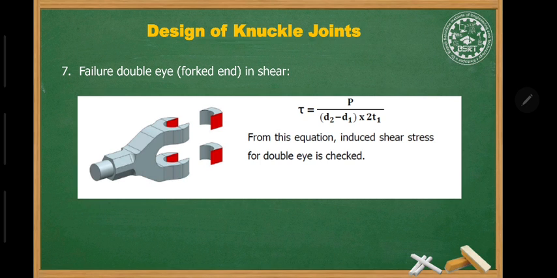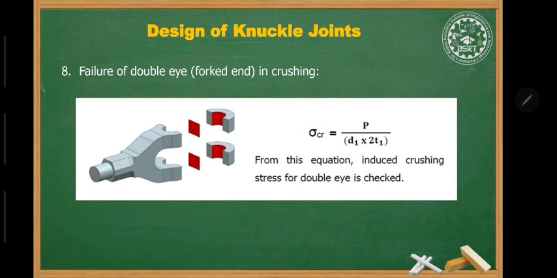So next is failure of the double eye in shear. So for single eye, the failure of the single eye in shear is calculated as tau is equal to, you can see the previous equation, force upon d2 minus d1 multiplied by t. Okay, so for the double eye, as the area gets doubled, our equation will be tau is equal to force upon d2 minus d1 multiplied by 2t1. So again from this equation the induced shear stress for the double eye is checked.